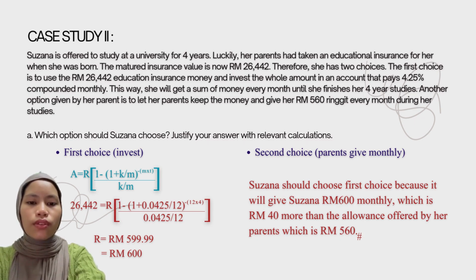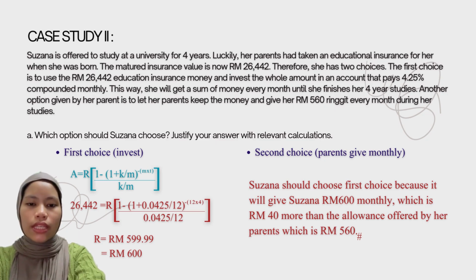The first choice is to use the 26,442 ringgit education insurance money and invest the whole amount in an account that pays 4.25% compounded monthly. This way, she will get a sum of money every month until she finishes her 4-year studies. Another option given by her parents is to let her parents keep the money and give her 560 ringgit every month during her studies. Question A. Which option should Susanna choose? Justify your answer with relevant calculation.